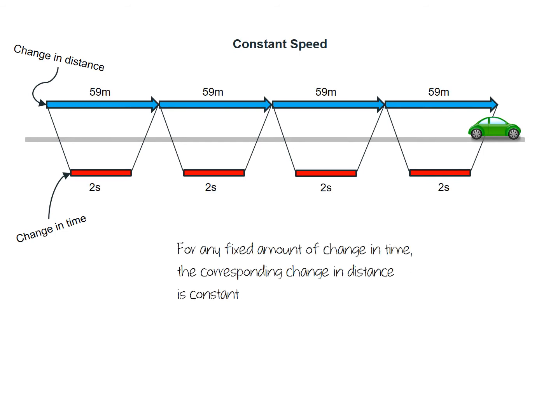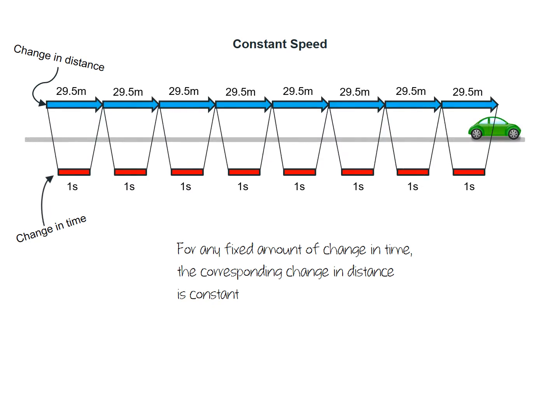So in the example, for each 2-minute interval, there was a corresponding 59-meter change in distance. This also meant that once we fixed any interval of time, 1-second intervals, half-second intervals, etc., each interval had the same amount of change in distance.